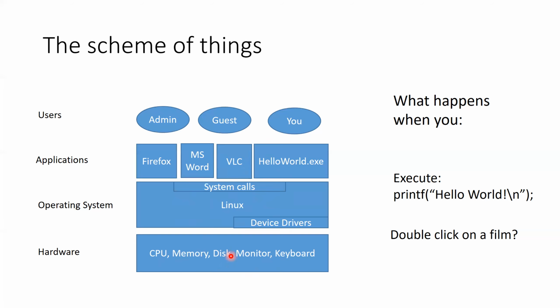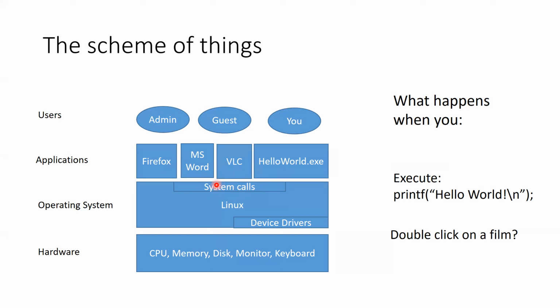So how does it happen? Here we see the operating system exposes an interface to the applications. This interface, we call system calls. System calls are like function calls, but they are slightly different. We'll see how they are different, but for the moment, you can assume that they are kind of function calls which the applications can call to access the functionality of the operating system.